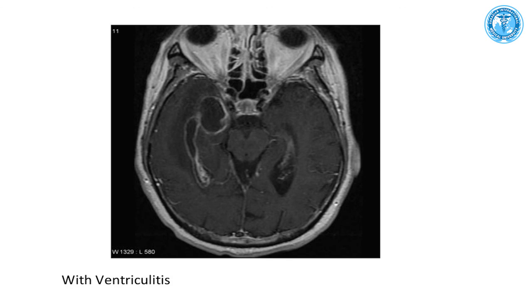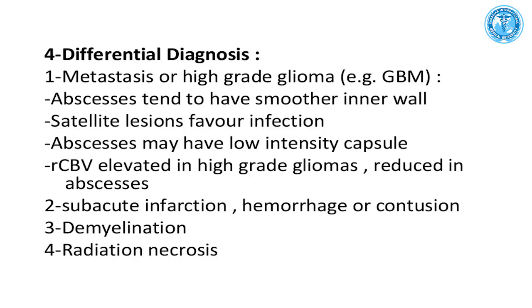With ventriculitis, differential diagnosis is with metastasis or high-grade glioma. Abscesses tend to have a smoother inner wall, satellite lesions, and signs of infection. Abscesses may have a low intensity capsule. CBV is elevated in high-grade gliomas, reduced in abscesses. Differential diagnosis also includes subacute infarction, hemorrhage or contusion.